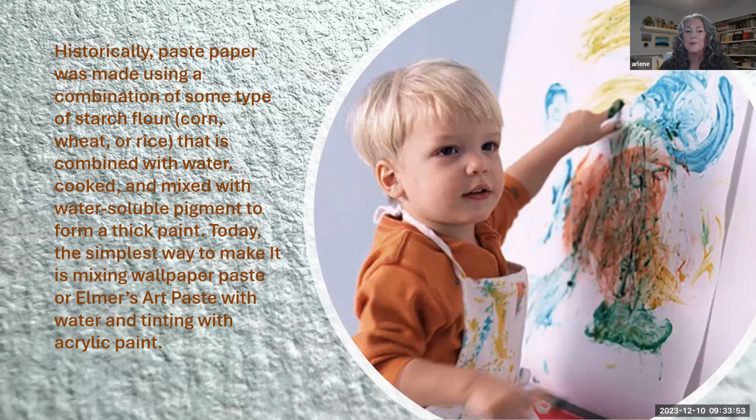Historically, paste paper was made using a combination of some type of starch flour, either corn, wheat, or rice, that is combined with water, cooked in a double boiler, and mixed with water-soluble pigment to form a thick paint. Today, the simplest way to make it is by mixing wallpaper paste or Elmer's art paste with water and tinting it with acrylic paint.